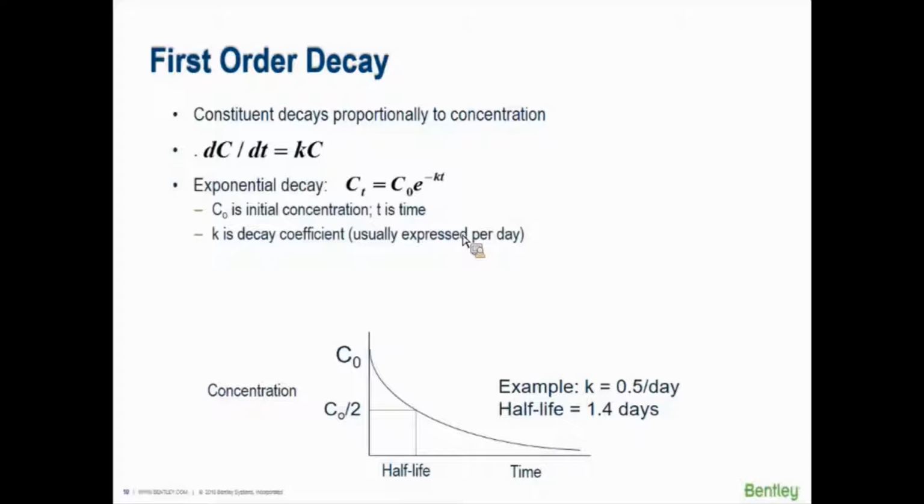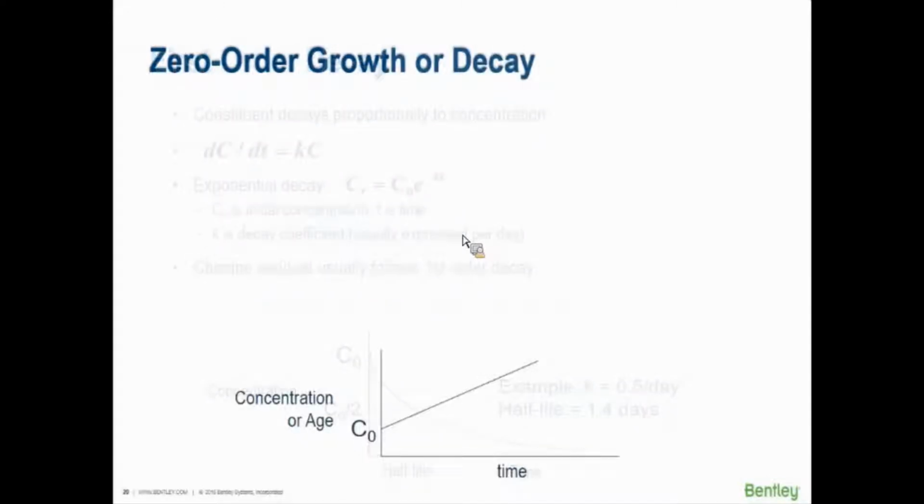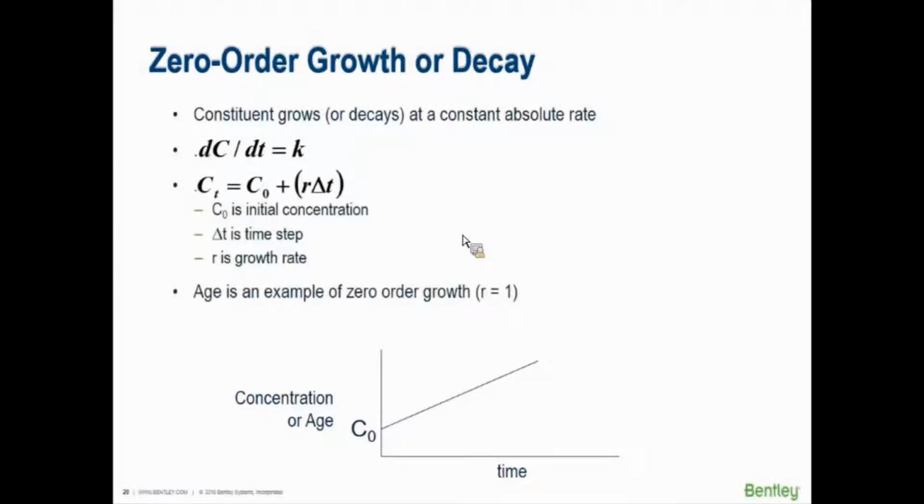So using C sub 0 as the initial concentration, we can derive an exponential decay rate, where K is the coefficient that we're going to change and T is time. In this case, chlorine would follow the pattern of a first-order decay, where it continually and exponentially begins to decay over time, to where at some point it will approach zero. A zero-order growth, on the other hand, is something that grows proportional to time. And the only real thing that grows proportional to time is water age, so that would be zero-order growth. So age is a great example of zero-order growth.